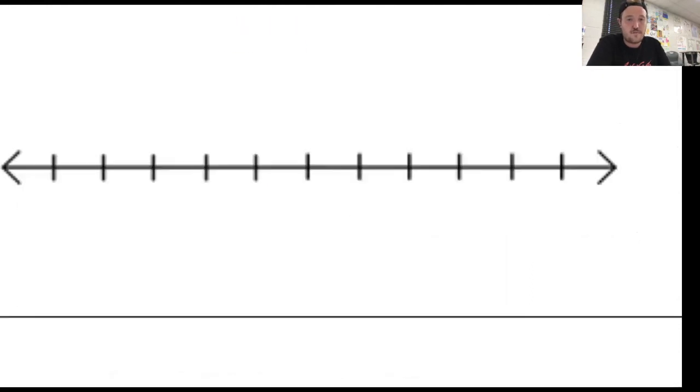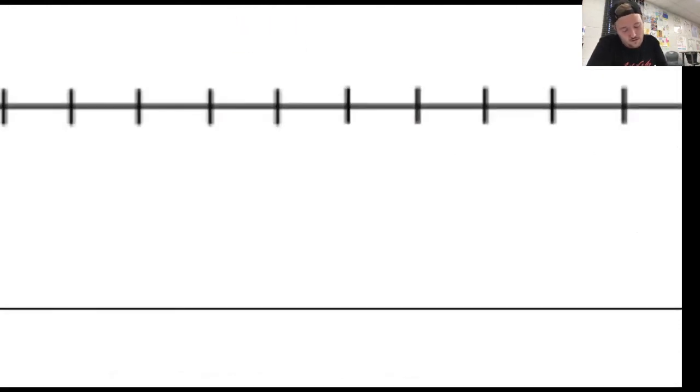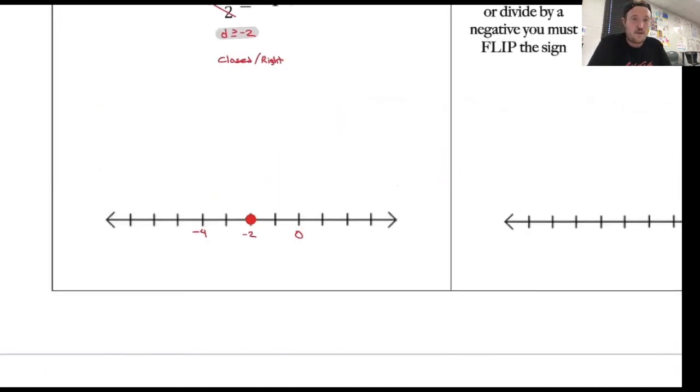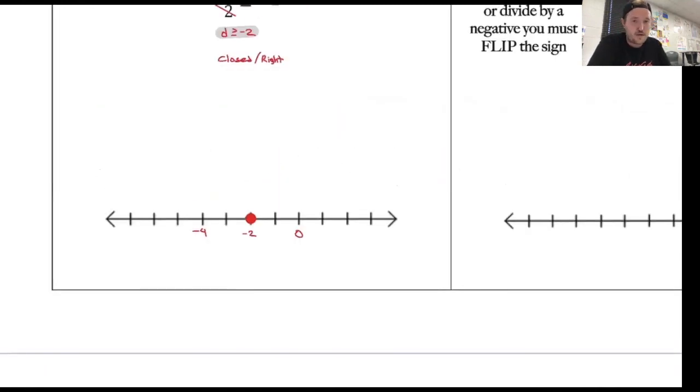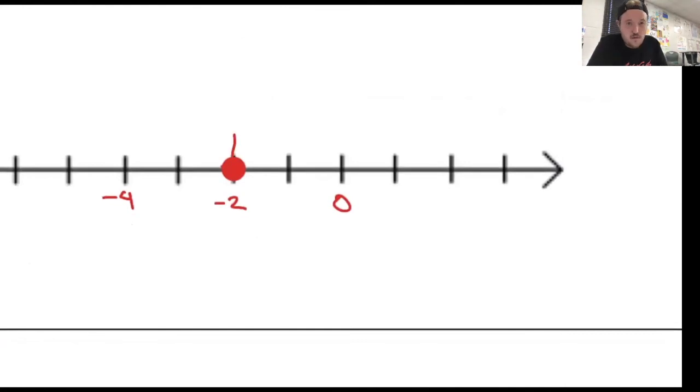So just like before, closed circle, approximate in the middle, make sure it's closed. I can't color in the lines apparently. So this is negative 2. So 2 below, which is negative 4, 2 above, which is, that's not a 0. That's a 0. All right, now you want to go to the right. So up and to the right. Boom.